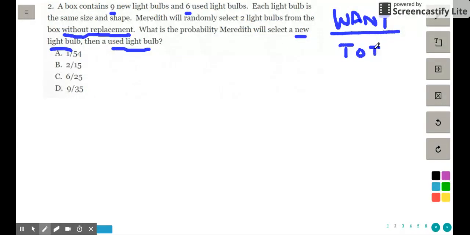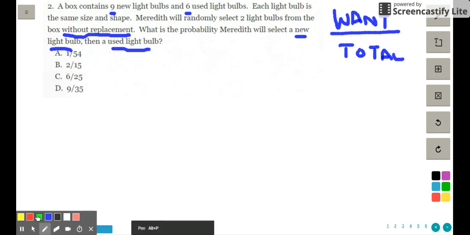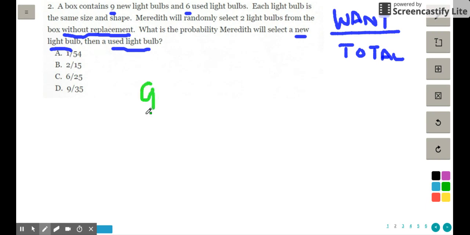So in this first situation, I want a new light bulb. I want Meredith to select a new light bulb. And there are 9 of those. So there are 9 new light bulbs. And then altogether, how many light bulbs are there? What's the total? Well, 9 plus 6 is 15.